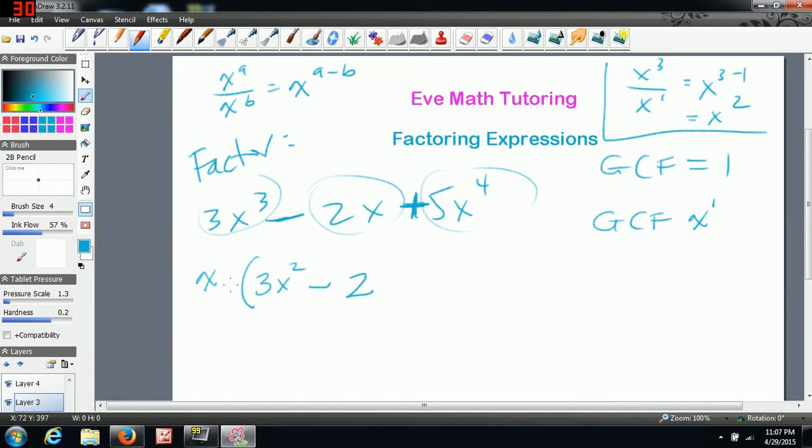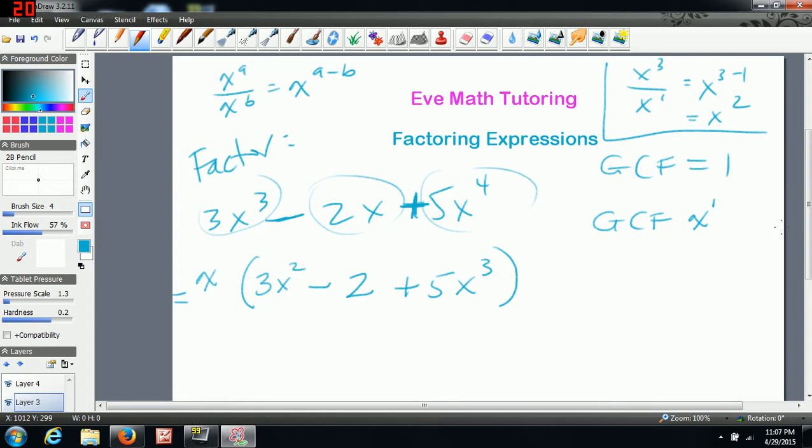Minus 2 plus 5x to the 3. That's how we divide that out of there. And x to the 4 divided by x to the 1 is just x to the 3. So that would be the fully factored form of that one.